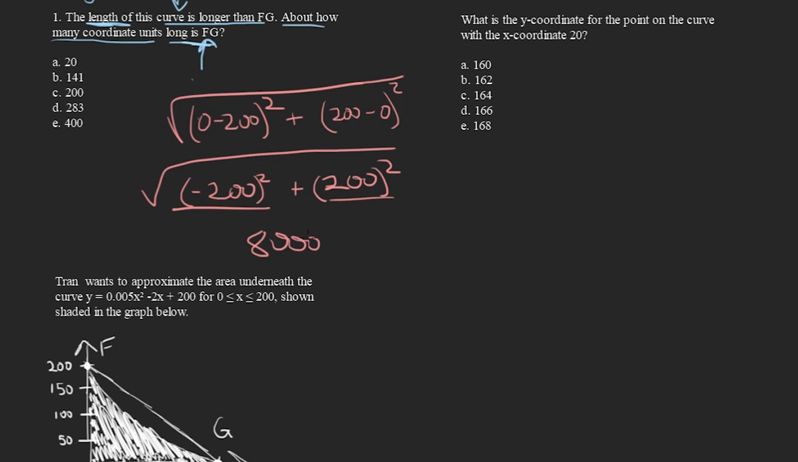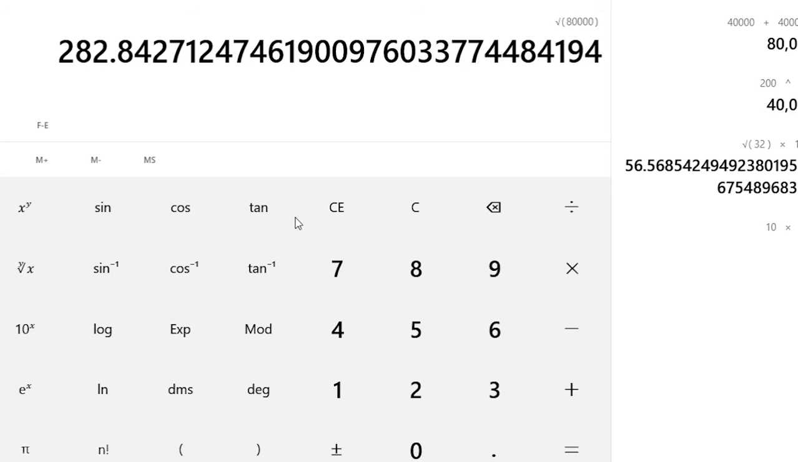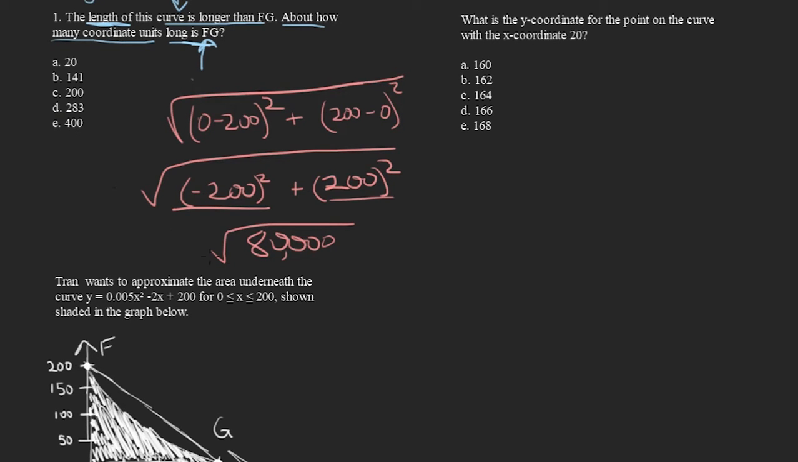That's 80,000 square rooted, and for that, I got 282.8, which is answer D. See, not too bad.